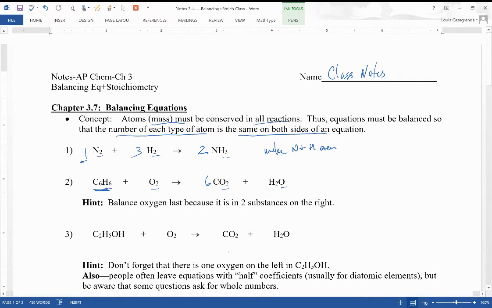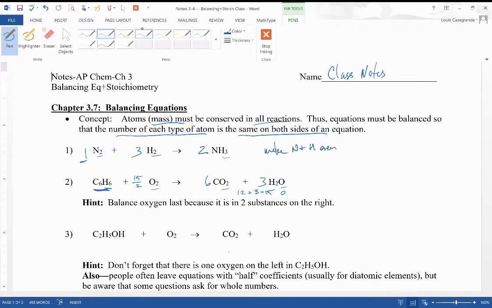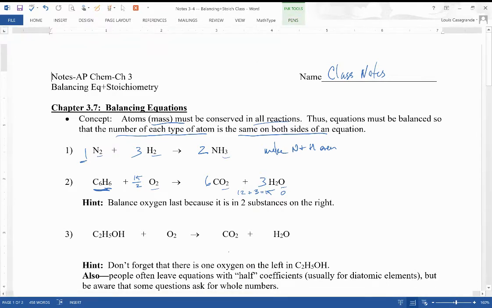We have 6 hydrogen atoms on the left. To get 6 hydrogen atoms on the right, I need 3 water molecules. And now I've got a total of 12 plus 3 is 15 oxygen atoms on the right. In order to get 15 oxygen atoms on the left, I can put 15 halves, 7.5 there. If you want to leave that as 15 halves, you can. Some people prefer to double everything.